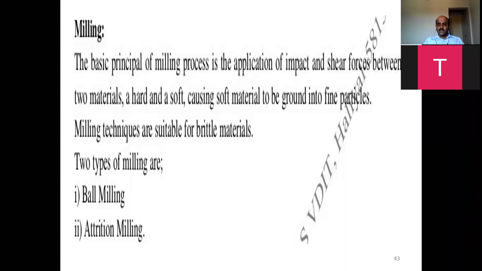So you know what milling is. I don't want to discuss the milling process itself here. Milling techniques are suitable for brittle material. This is very important: milling is best suited for making powders from brittle material. And there are two types of milling here. One is called ball milling, the other is called attrition milling. What are those things? We'll discuss.